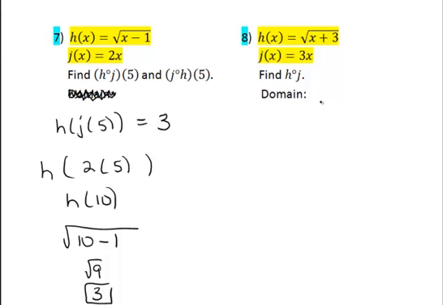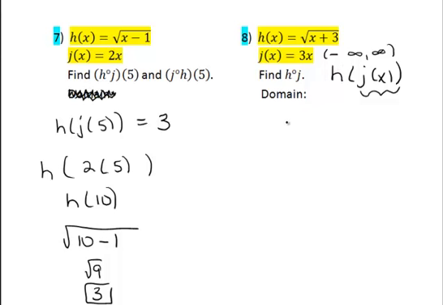So what if we aren't given an actual value to put into the function? We just need to find h of j of x. h of j. So we're going to take j and put it inside h. What is the domain of j? The domain of j is all real numbers. That's our input function. We found the domain. Now let's find the composition.